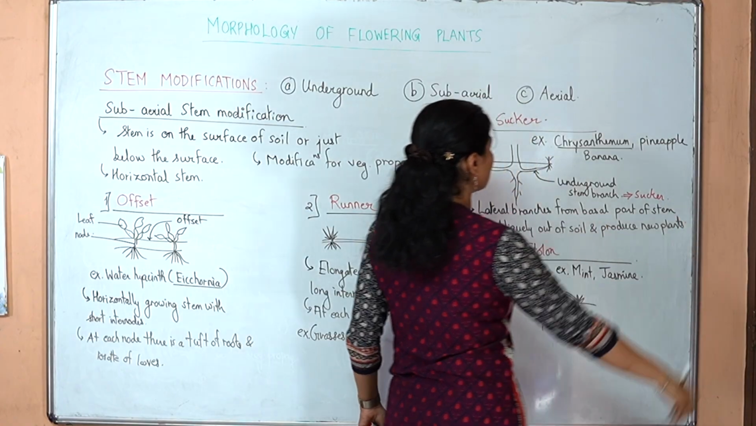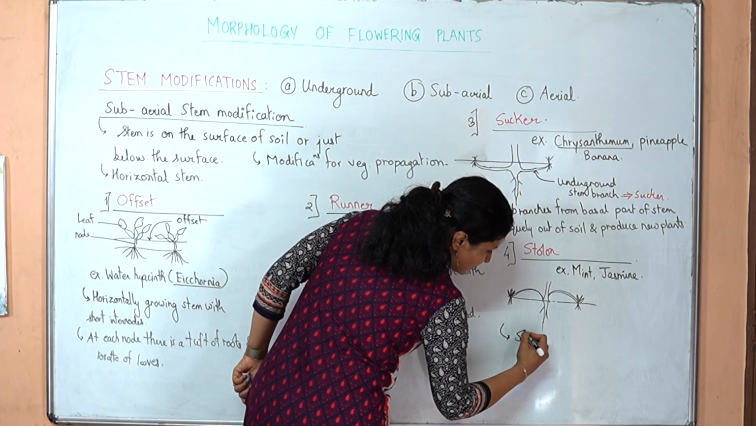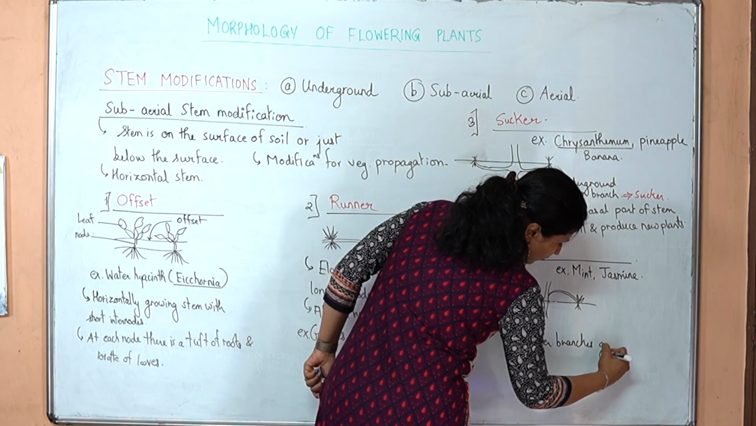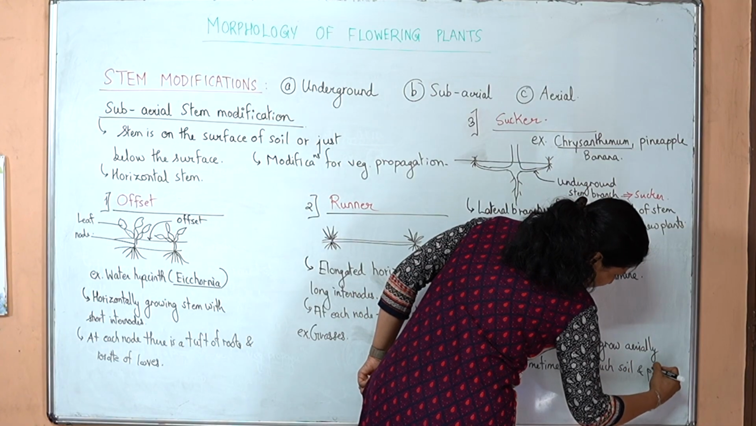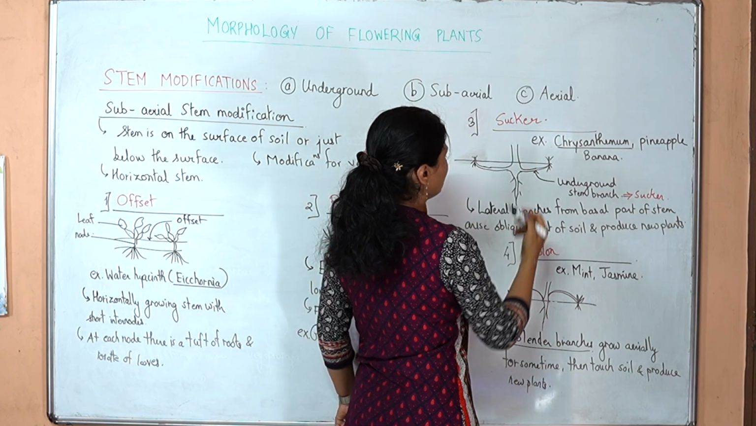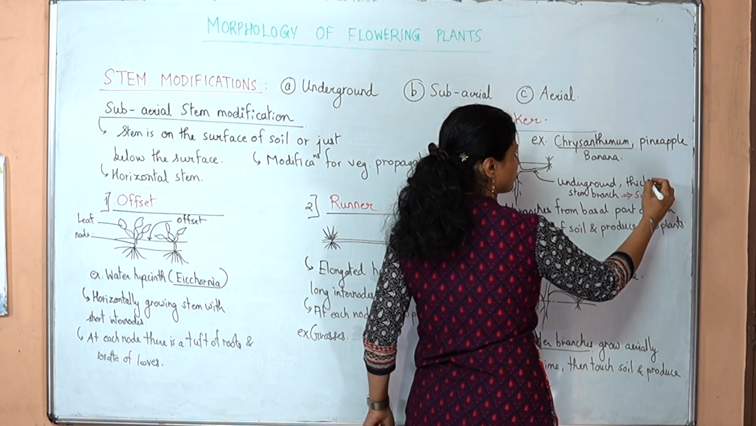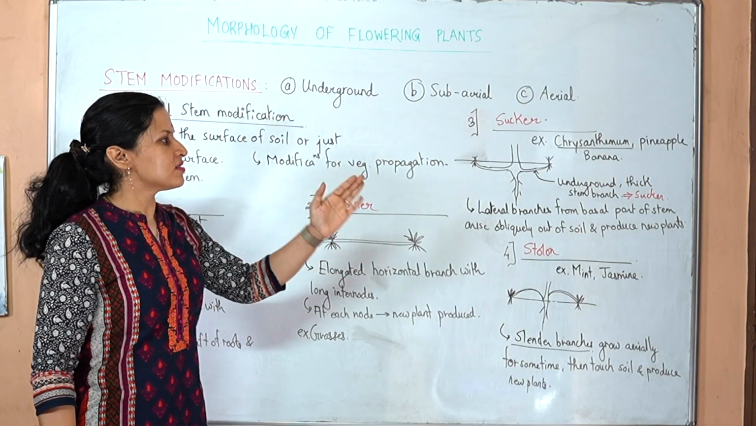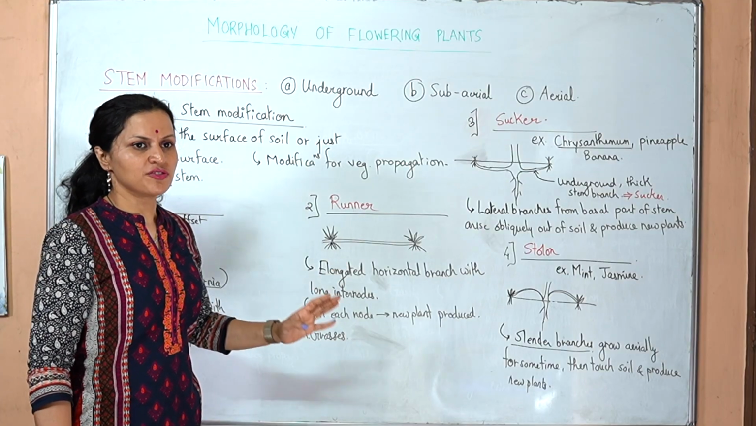So it's a modification for vegetative propagation only, as you can see. And Stolon, slender branches grow aerially for some time, then touch soil and produce new plants. Okay, these are very slender branches, and the sucker is very thick branches. Okay, underground thick stem branch. So these are the 4 different types of subaerial stem modifications. All of them are meant for vegetative propagation.